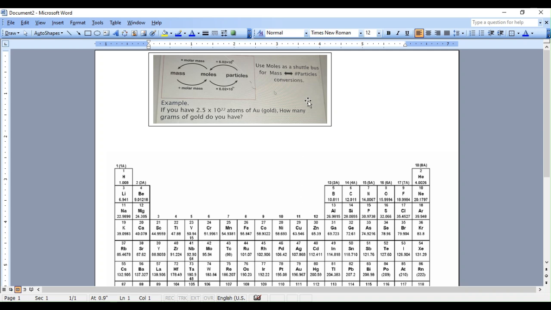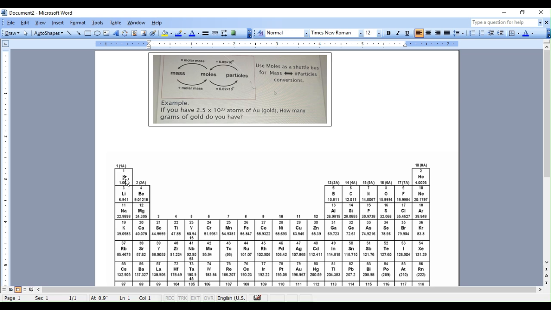All right, let's look at this problem here. This shows atoms, and we want to find out the number of grams. So we've got 2.5 times 10 to the 22 atoms of gold. So I know I'm going to be working with the molecular weight of gold, which is the number underneath each of the element symbols.